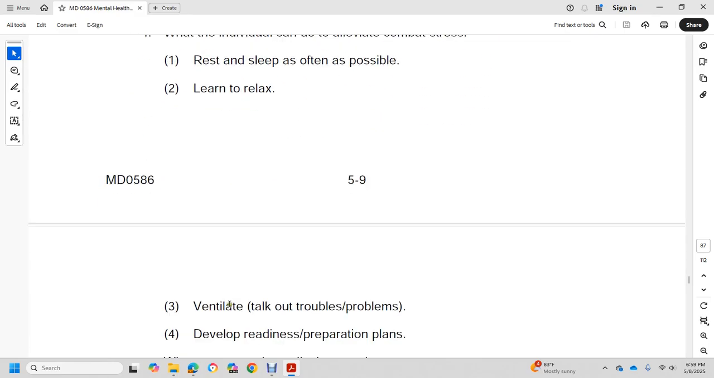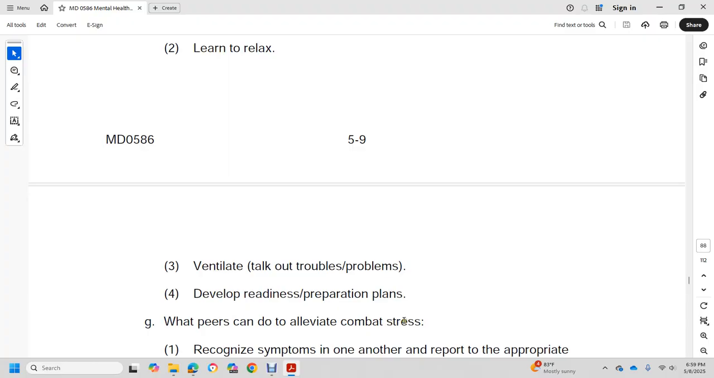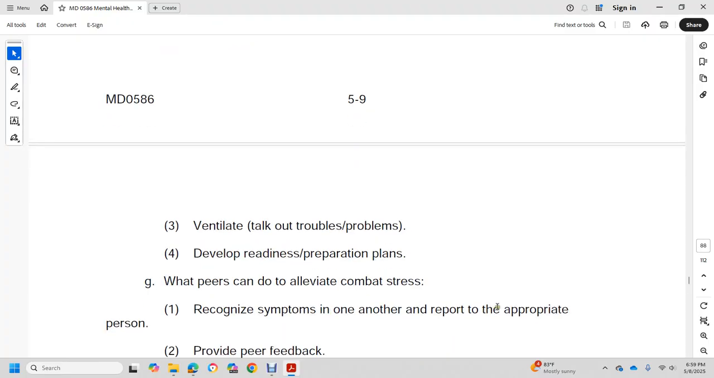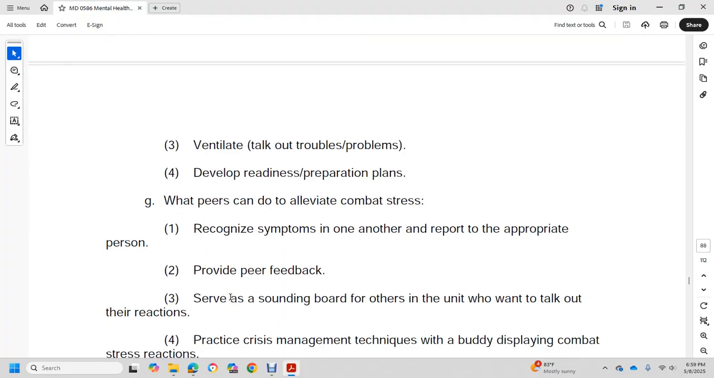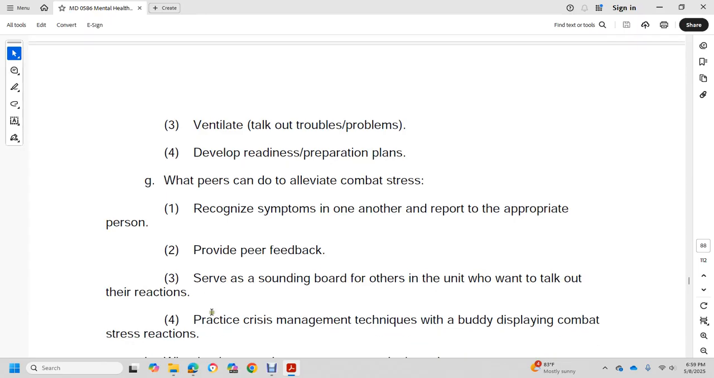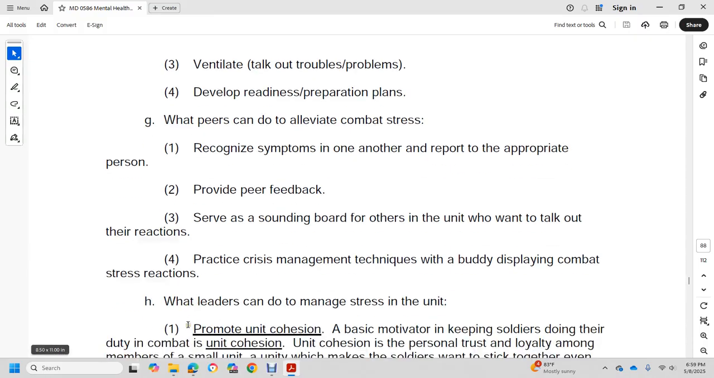Learn to relax. Ventilate, talk about troubles and problems, and develop readiness and preparation plans with a peer to alleviate combat stress. Recognize symptoms in one another and report them to appropriate persons, and provide peer feedback. Serve as a sounding board for others who want to talk out their reactions, and practice crisis management techniques with a buddy displaying combat stress reaction.